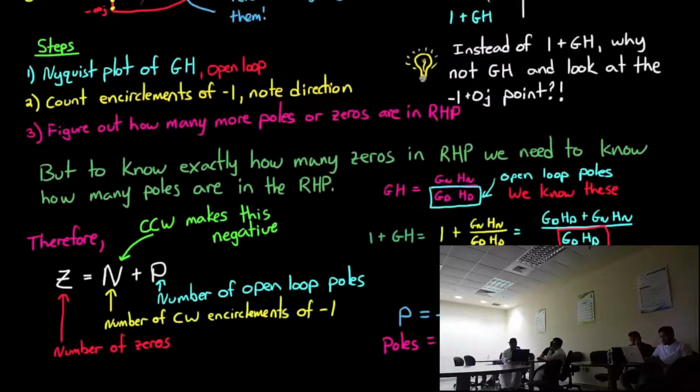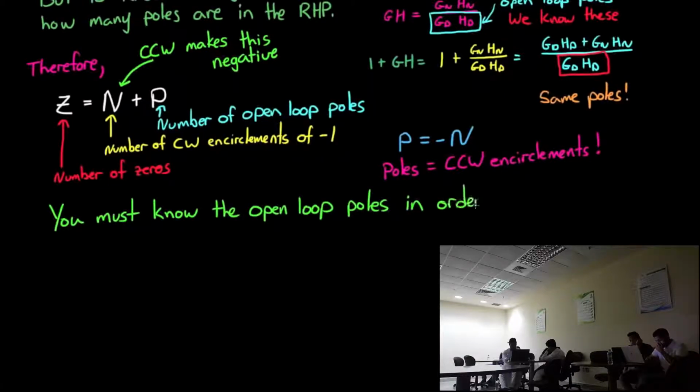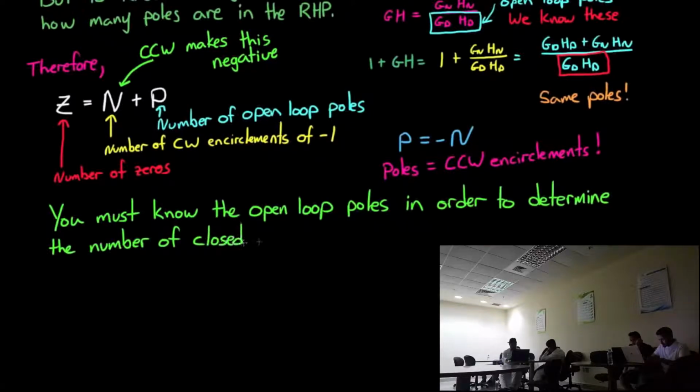So one very important bit of information you should be taking away from this is that if someone gives you a Nyquist plot and asks you to tell them how many zeros are in the right half plane of 1 plus GH, you can't unless you know a little information about the open loop system, GH, namely how many unstable poles there are.